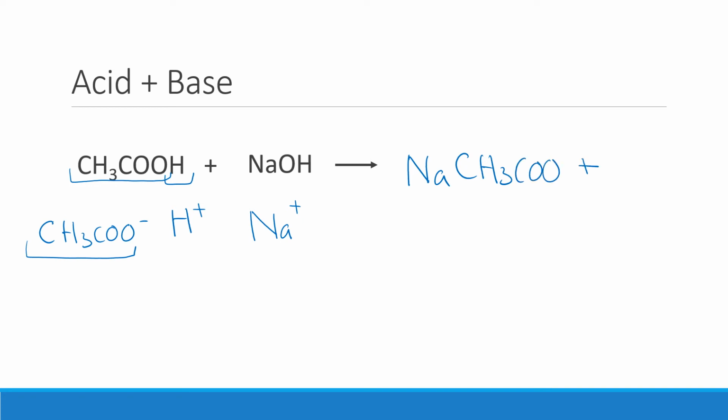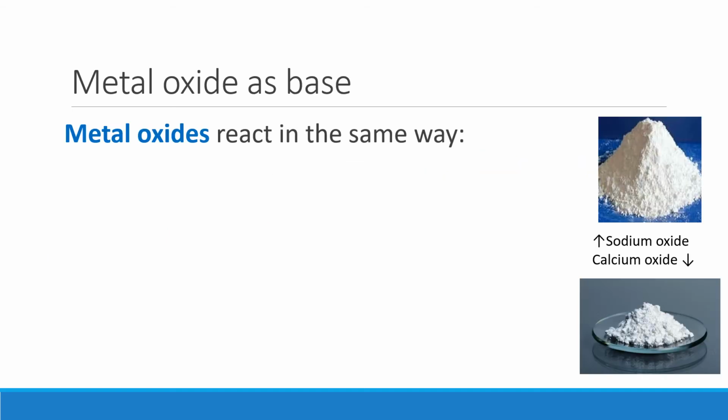We're taking our H and our OH and putting those together to make water. And so 1 sodium, 1 sodium, 1 ethanoate, 1 ethanoate, 2 hydrogens and 1 oxygen. This is balanced. Okay, here's an example where we're reacting a metal oxide instead of a metal hydroxide, and they react and form exactly the same product.